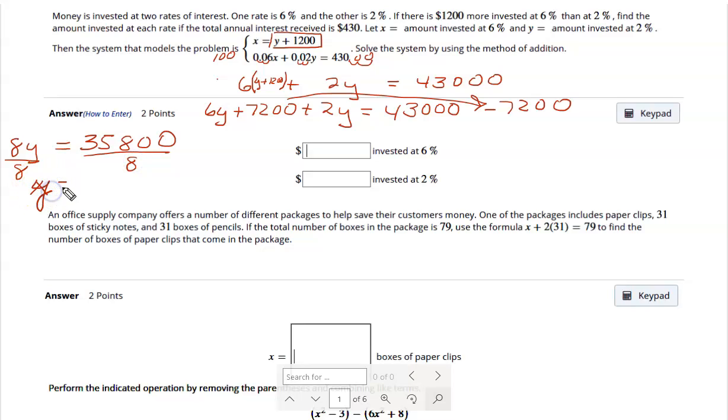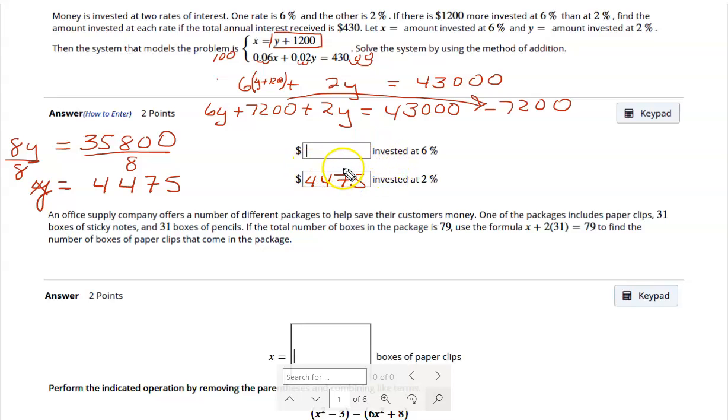And this is y equals 4,475. So you'll notice the x is 6%. The y is the 2%. So where do I put this? Well, this is the y value. It goes right here.